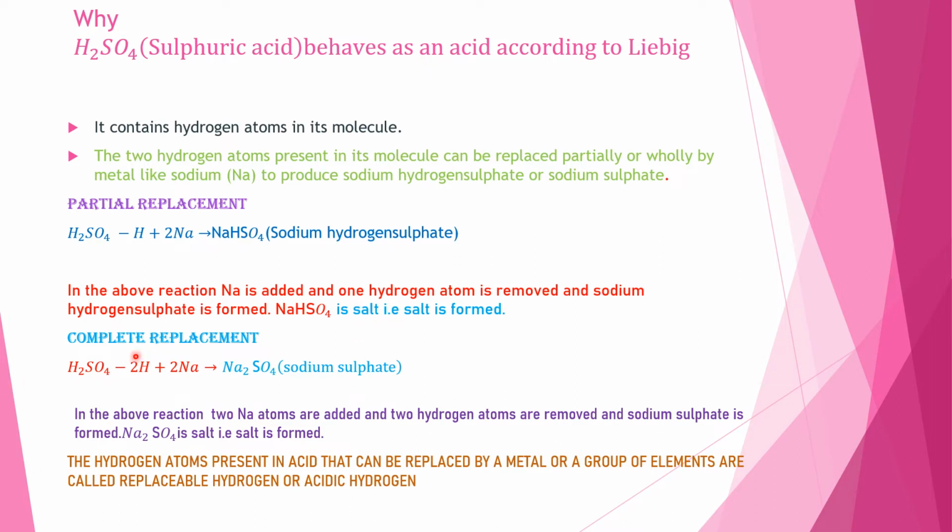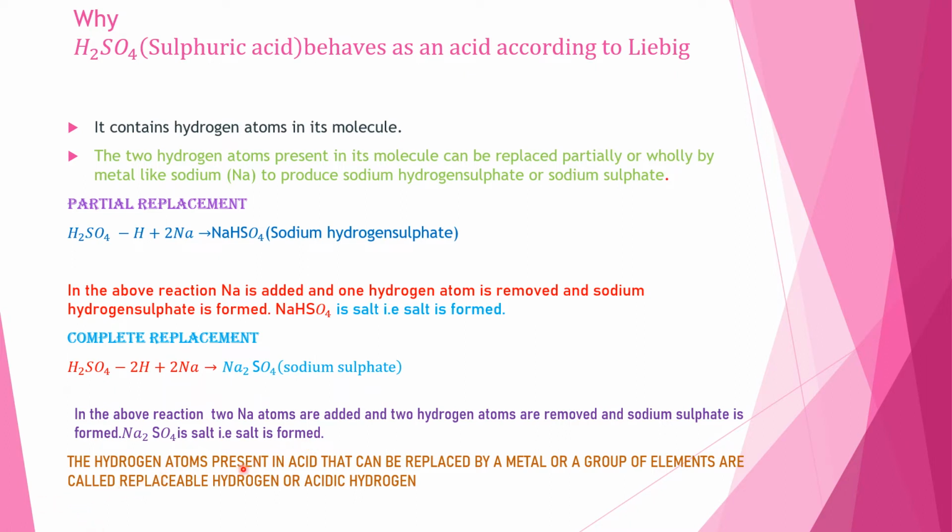And then we have the example of complete replacement. Here again H2SO4, sulfuric acid. We have replaced two hydrogen atoms and added two sodium atoms, which led to the formation of sodium sulfate, Na2SO4. Why is it called complete replacement? Because both of the hydrogen atoms of sulfuric acid have been removed. We have replaced the two hydrogen atoms which the sulfuric acid had, and it led to the formation of a salt, sodium sulfate.